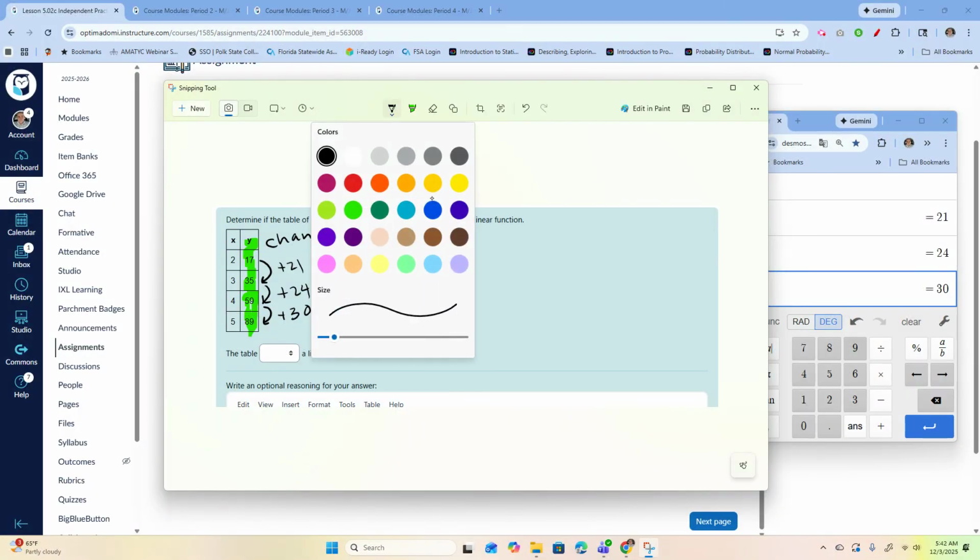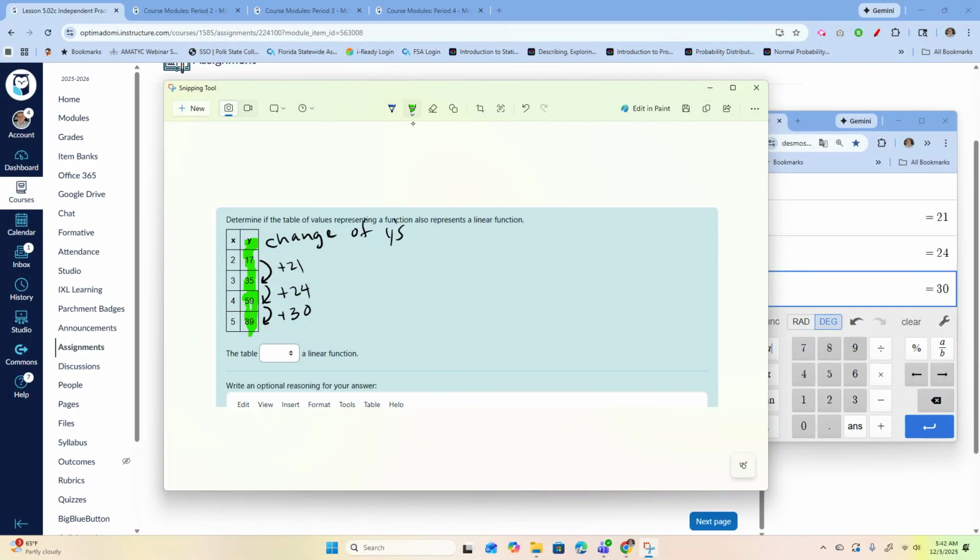Now I'm going to do the same thing for the x's. Let me highlight the x's. Here are the x numbers. From 2 to 3, we went up 1. From 3 to 4, we went up 1. From 4 to 5, we only went up 1. We call that the change of the x's.